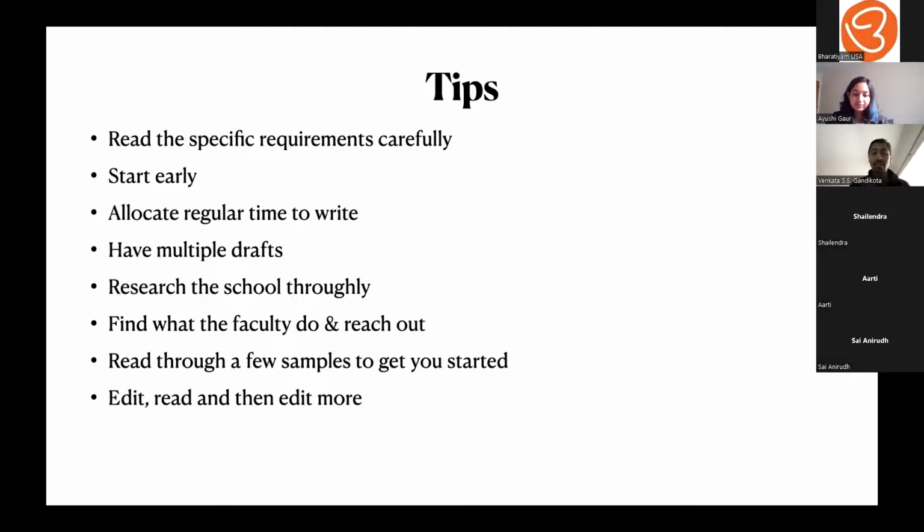Start early, really early. This is the time you should really start. This won't be a final draft, and you still have 2 or 3 months to go before you submit them, but I would still say start early. Allocate regular time, maybe half an hour or an hour daily, to write at least one paragraph or some particular portion of your SOP. And you can have multiple drafts, right?